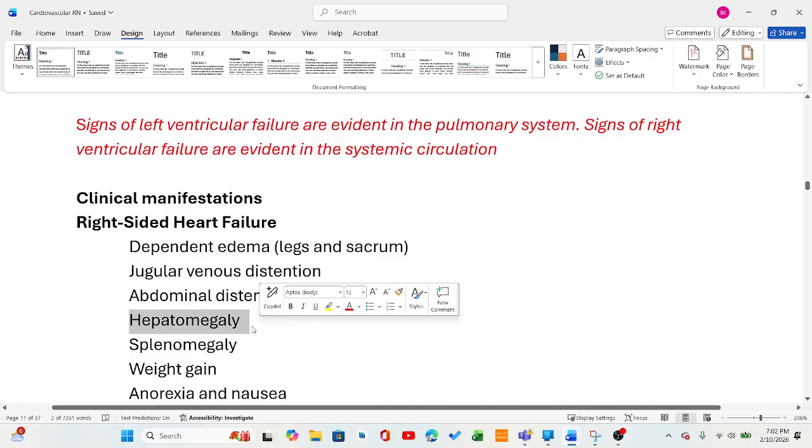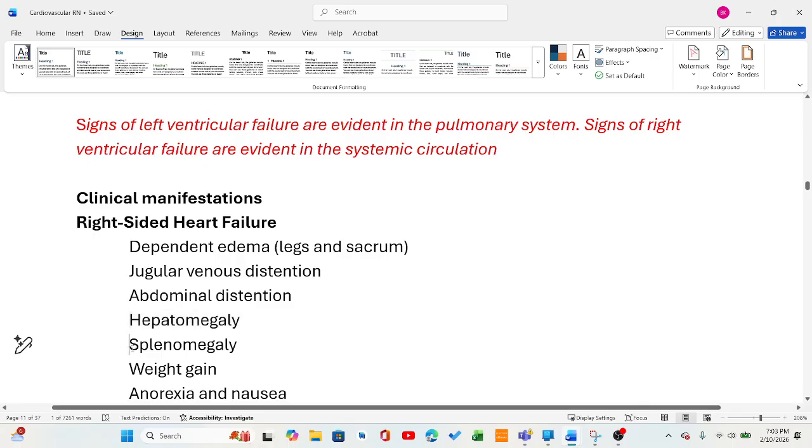So please take note of this. With hepatomegaly, that is the liver being inflamed. So the liver function test will be ordered when it is a right-sided heart failure. In this case, the labs that you should be monitoring for liver function are albumin, ALT, AST, and bilirubin. There is only one of these lab values that is going to go down, and that is the albumin. The rest will go up.